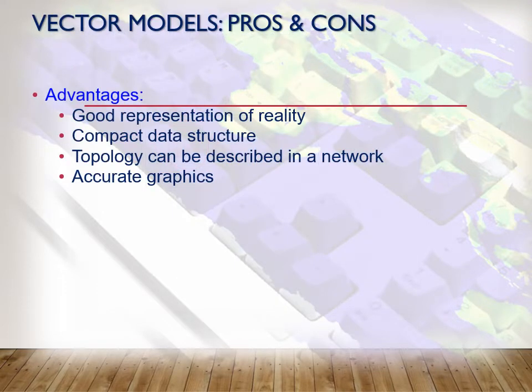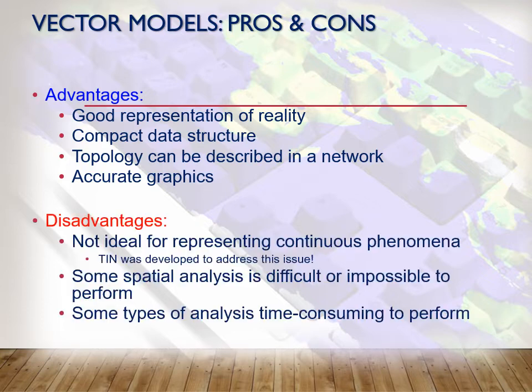So, advantages of vector, we kind of saw it already. Good representation of reality because there are a lot of discrete features out there. It's compact, we can use topology, which we'll talk about later, and the graphics, the visual representations, look good. Disadvantage: they are not good for representing continuous data. Let's say you're representing temperature across Los Angeles. You do not want to use vector to do that.